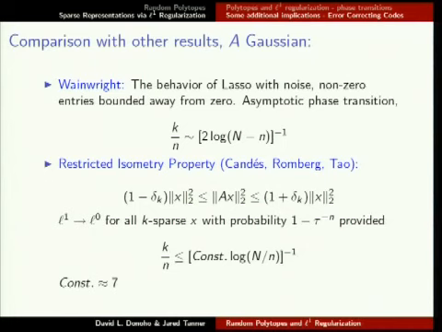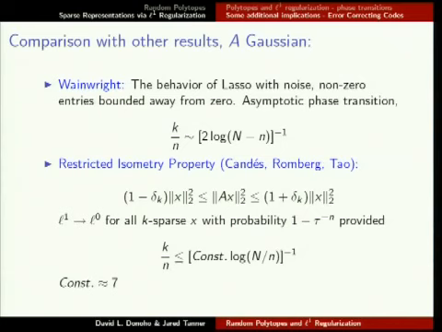There's another way that a lot of people have been looking at sparse recovery. It's very natural, probably the most natural way of looking at sparse problems in general, and that is the restricted isometry property. So what is a restricted isometry property?